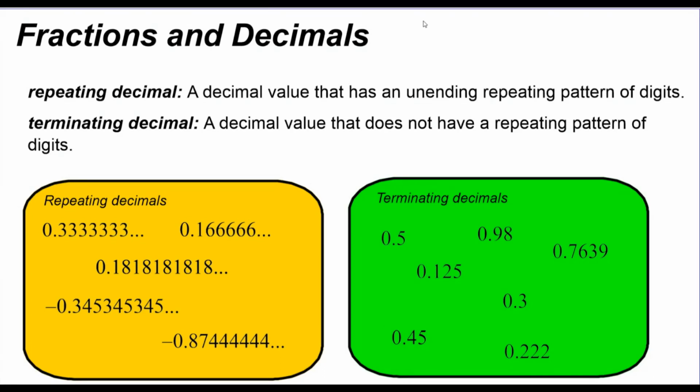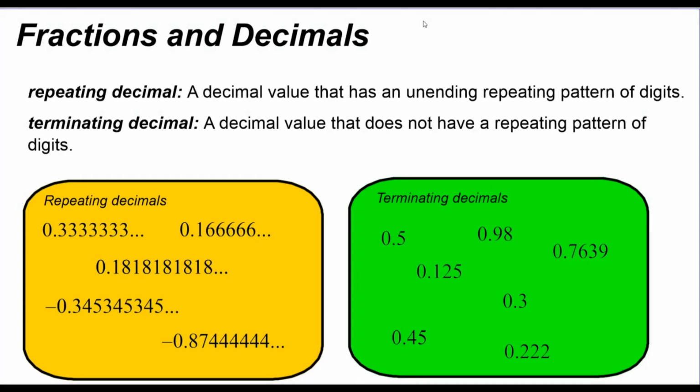So the two types of decimals that could exist are repeating decimals and terminating decimals. A repeating decimal is a decimal value that has an unending repeating pattern of digits, and a terminating decimal is basically the opposite of that. That's a decimal value that does not have a repeating pattern of digits. So in the boxes below, I've got examples of both repeating decimals and terminating decimals.